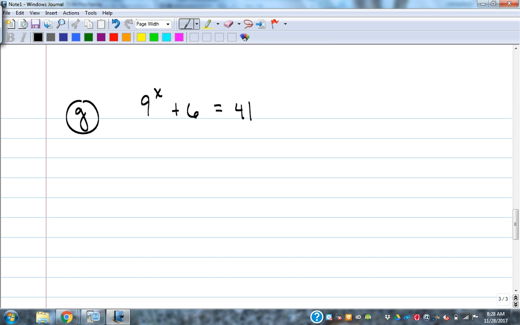How do we get rid of that? Yeah, subtract 6 from both sides, just like you would any other regular equation, but this is an exponential equation. So we have 9 to the x power is equal to 35. Now what do I do to get that x out of the exponent? Log base what? Log base 9 of 9 to the x, and then log base 9 of 35.